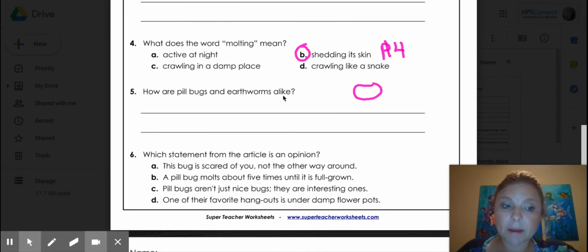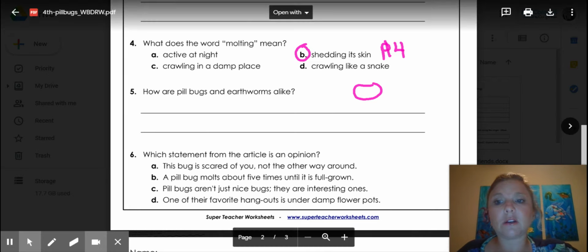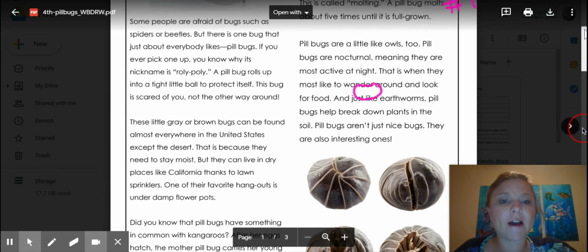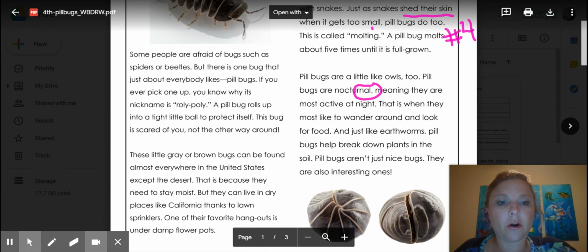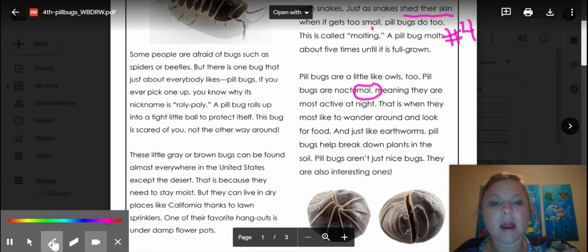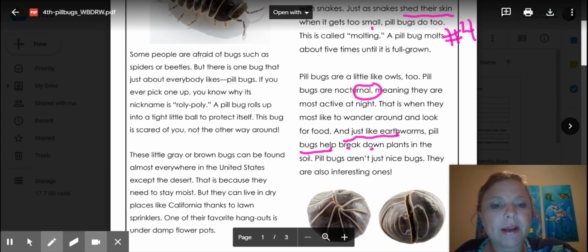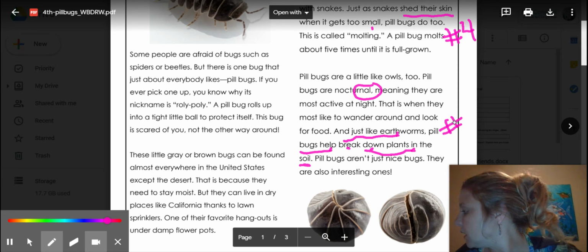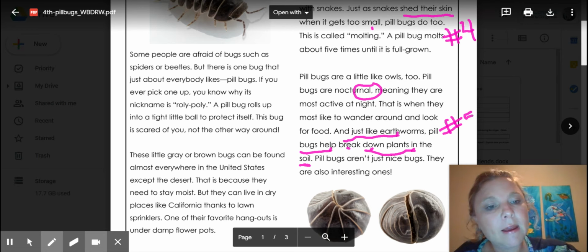Now I need to make sure I cite my evidence up in the text. This is question number 5. So I need to go back up to paragraph 5, where it's talking about the earthworms. And I would then say, okay, well, just like earthworms, pill bugs help break down the plants in the soil. Well, I didn't mention plants, so I need to make sure I put that in my answer. But again, this is question number 5, and it's found in paragraph 5.